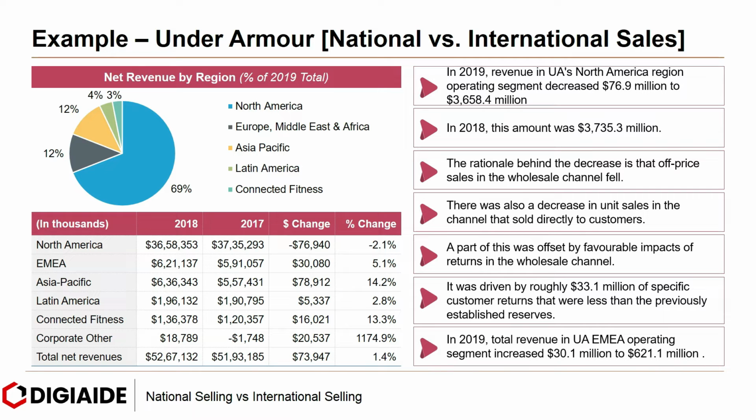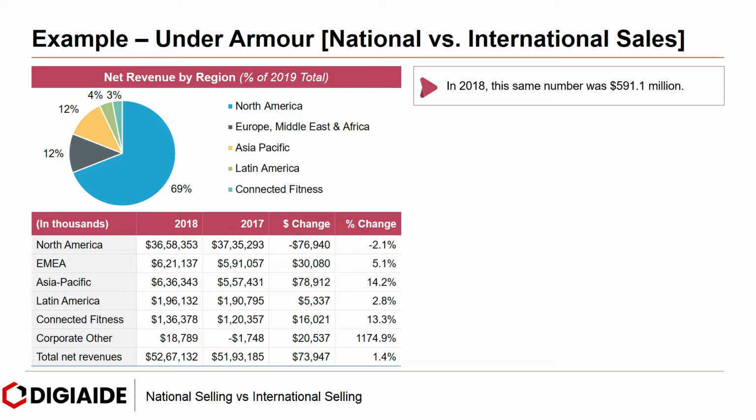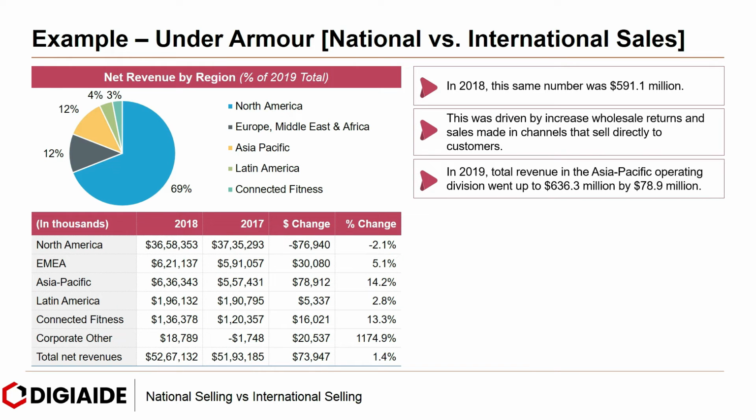In 2019, total revenue in Under Armour's EMEA operating segment increased by $31.1 million to reach $621.1 million. Moving forward, in 2018, the same number was $591.1 million. Therefore, that increase was driven by the increased wholesale returns and sales made in channels that sell directly to customers. In 2019, total revenue in the Asia Pacific operating division went up to $636.3 million, an increase of $78.9 million.